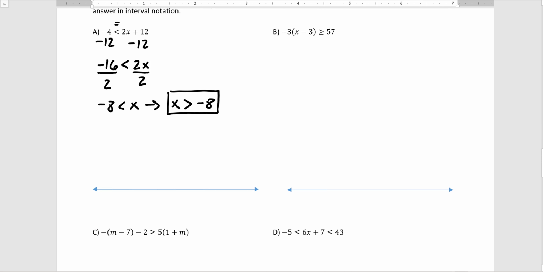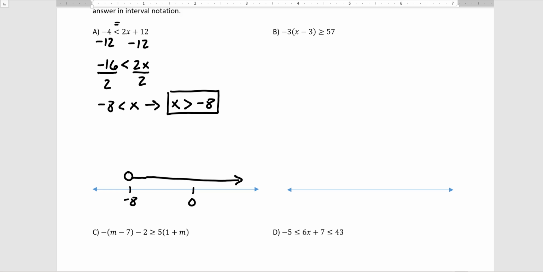Now let's go ahead and graph this on the number line. So on the number line, I'd mark negative 8, and I'd go ahead and mark 0 as well. Since it's strictly greater than, I'll have an open circle. Greater than goes to the right, so it would look like that. And that's what that would look like on a number line.